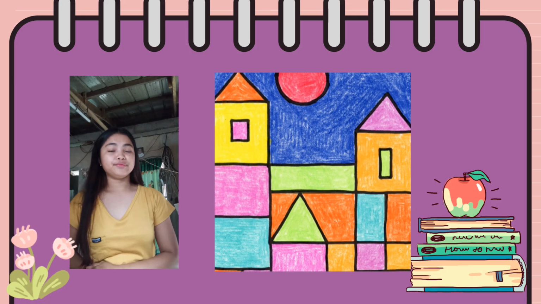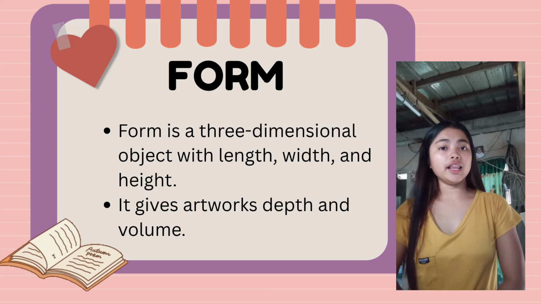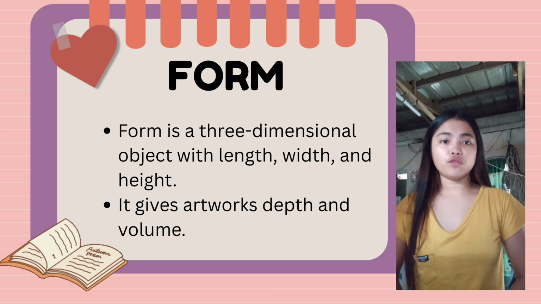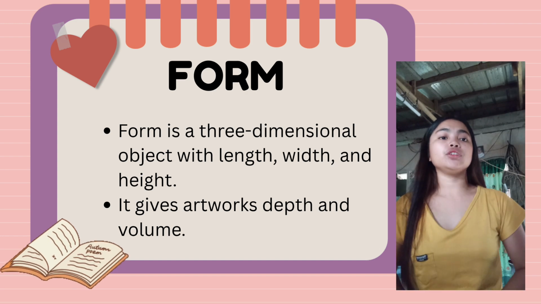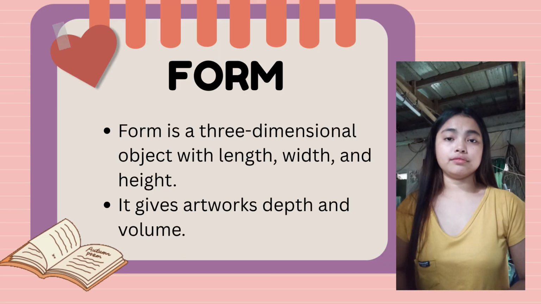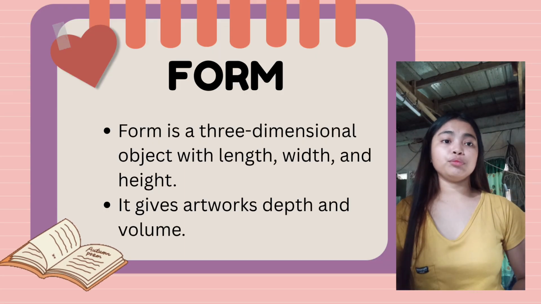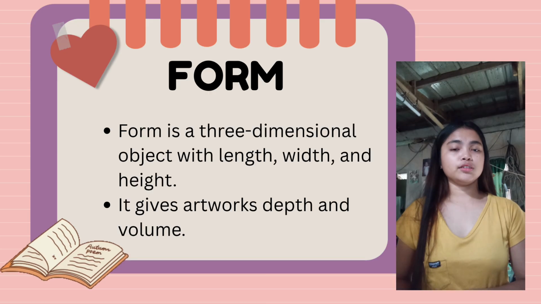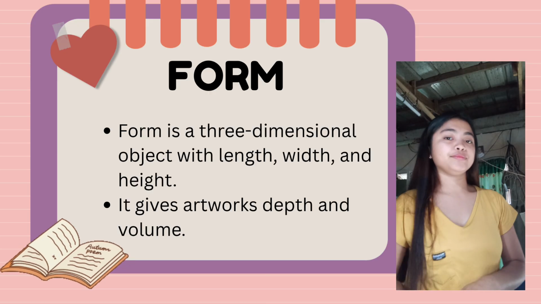Very good. So the third element of art is form. So a form is a three-dimensional object with height, width, and depth. It shows volume and looks more realistic. So let's see the example.